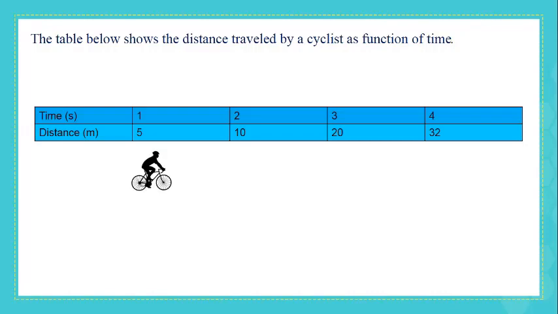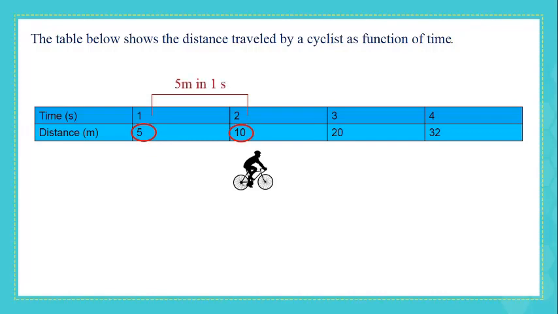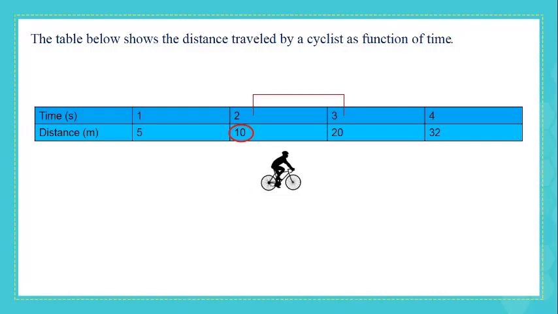At time 1 second, the cyclist is at distance 5 meters. At time 2 seconds, he reached a distance of 10 meters. So, he covered 5 meters in 1 second. He continues moving to reach a distance of 20 meters.